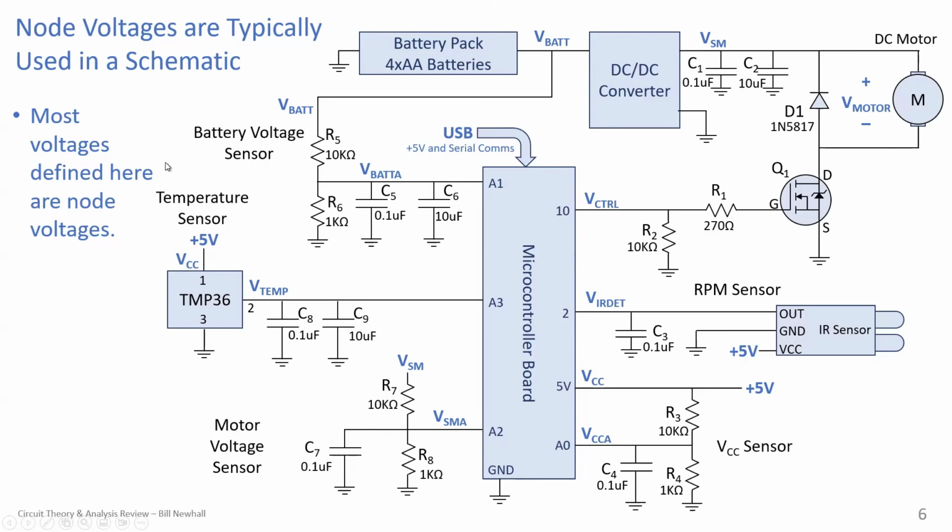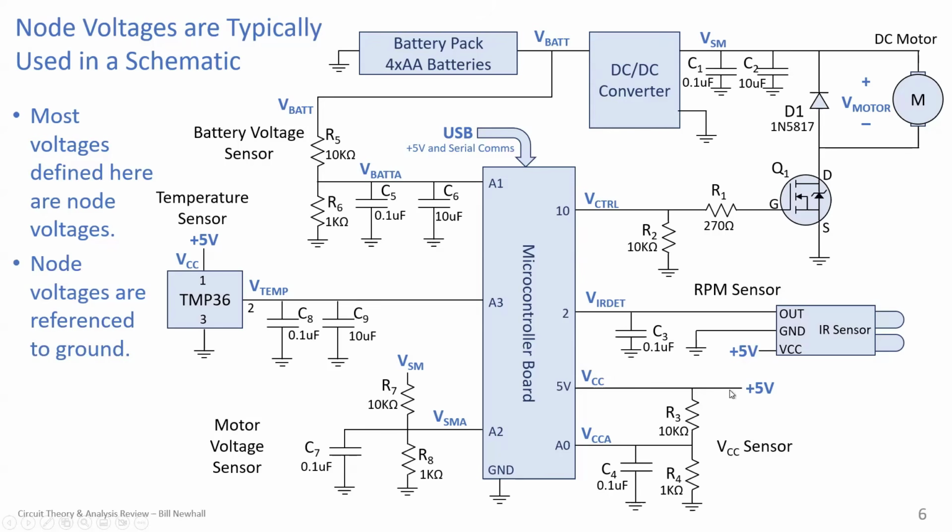It's also important when you want to measure a node voltage, let's say you're using an oscilloscope, that the negative lead of the oscilloscope connects to the ground of the circuit. And then you can probe through and see V control or VSM or VBAT. So all these node voltages are referenced to ground.